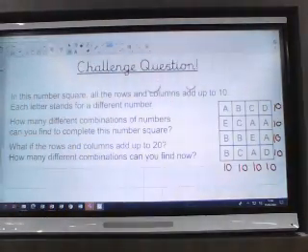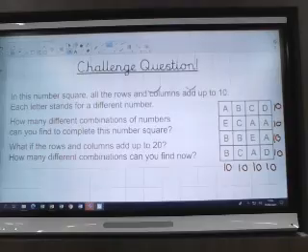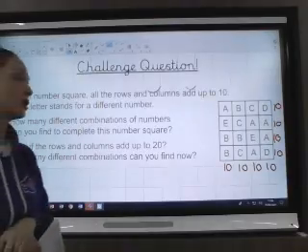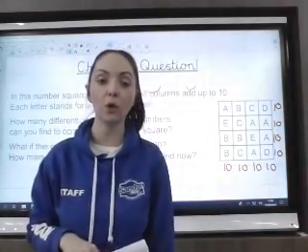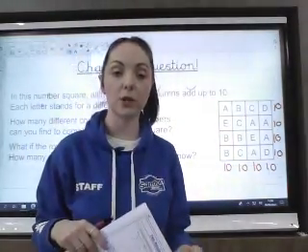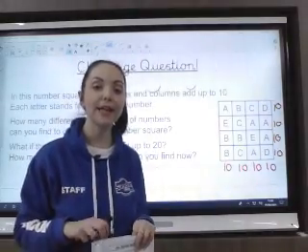Okay, then it says, what if the rows and columns add up to 20? How many different combinations can you find now? So that's an extra challenge. You could always draw this out in your workbook if you wanted to. That might help you. And then do some working out.